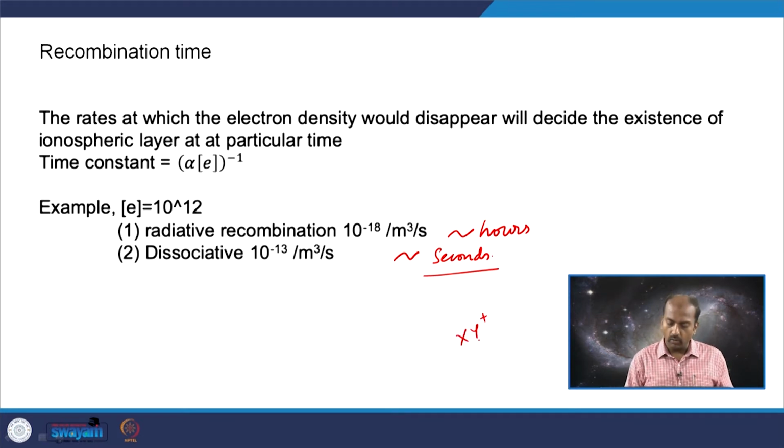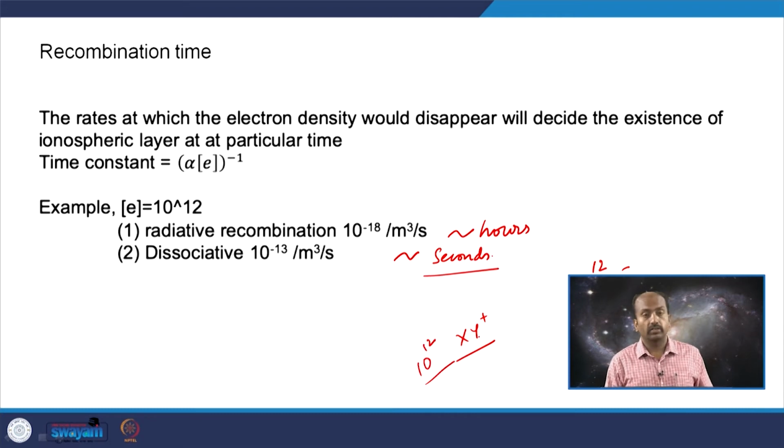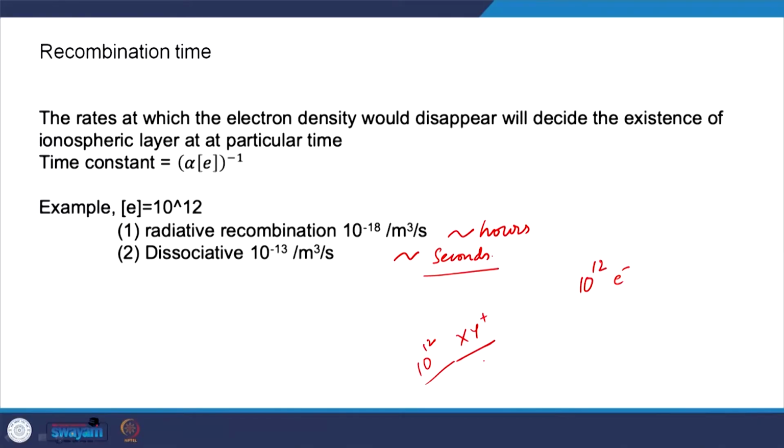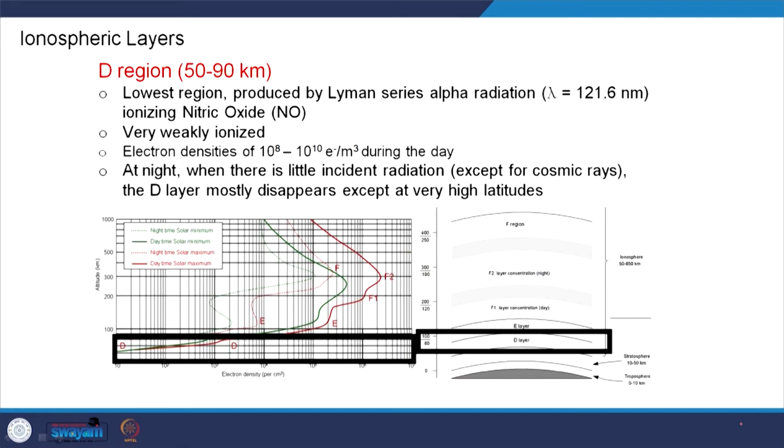It is not mandatory that if 10 to the power of 12 electrons are available, 10 to the power of 12 ions in terms of molecular, let us say XY plus configuration, are also available. So, depending on the number of available molecular ions and the number of available atomic ions, suitably some process will take place which is not so effective for the complete disappearance of the electron density in the ionosphere during the night time. Right.